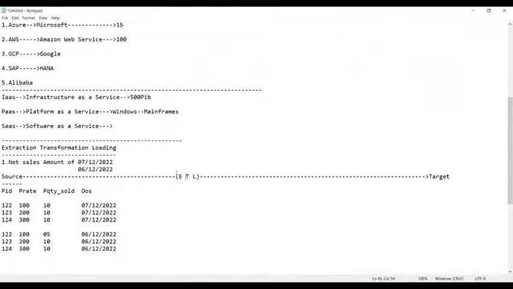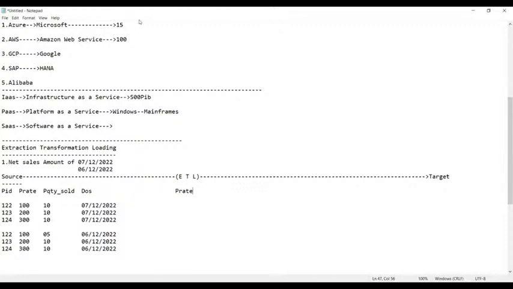So now, guys, tell me: to find out the net sales amount of the 7th day of December 2022, do you require the product ID? No, we don't require the product ID. We can ignore it. Do we require the product rate? Yes. In fact, without the rate, how can you find out? So I'm pulling in the product rate.